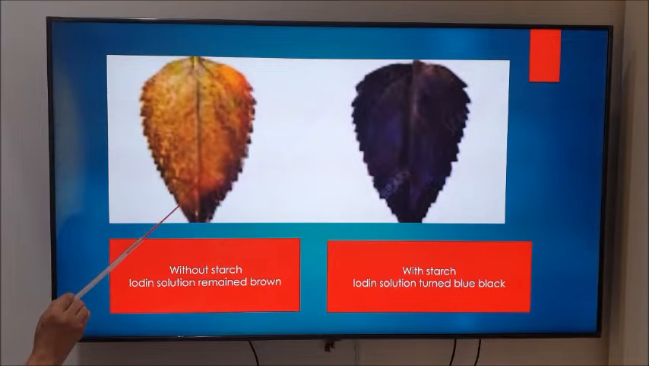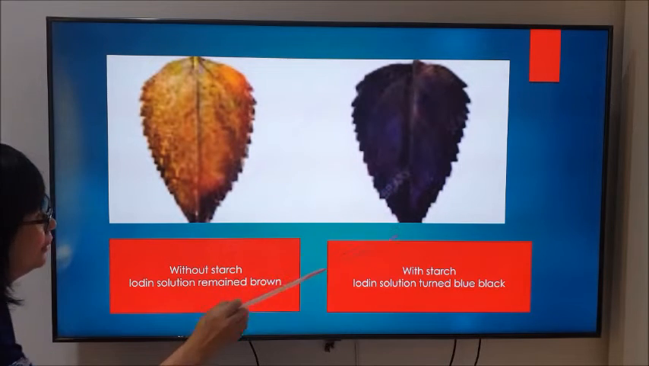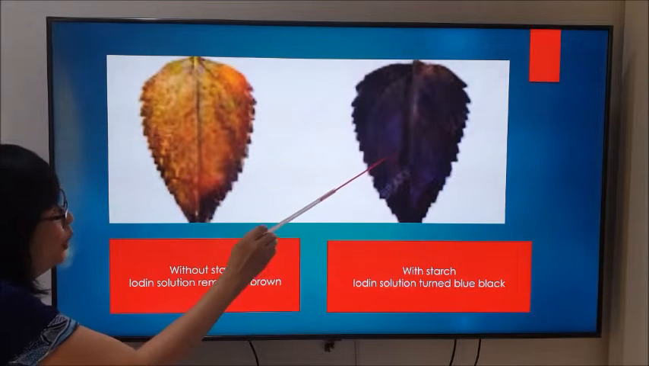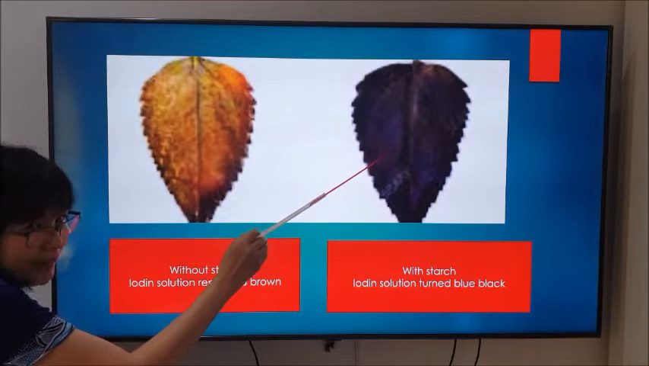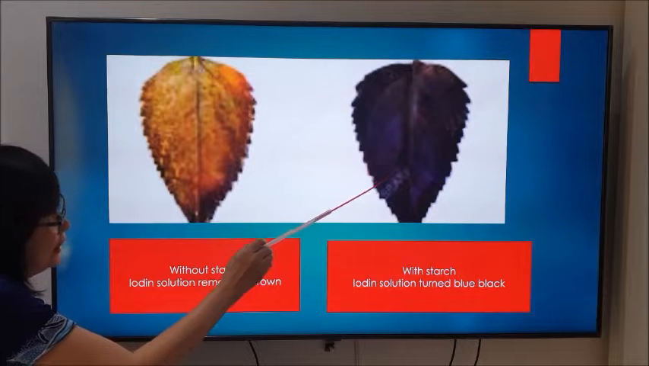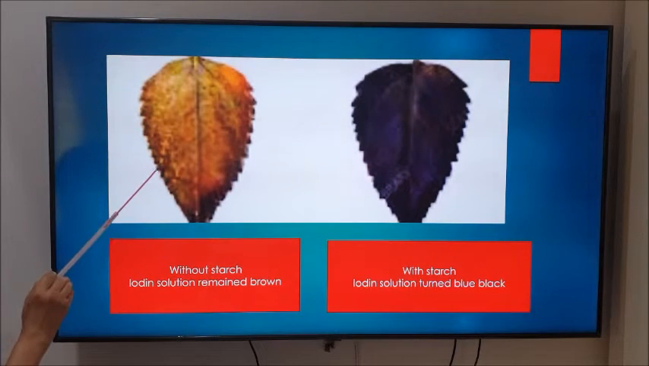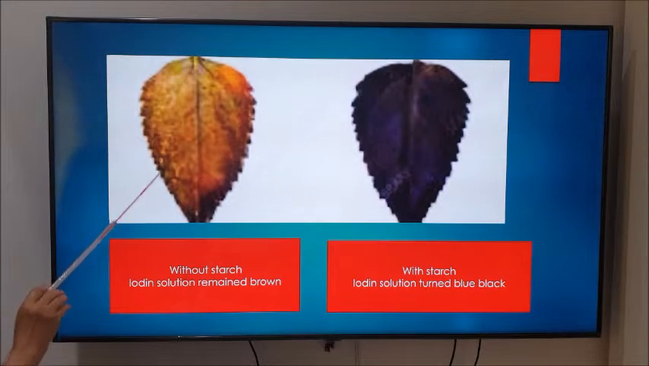If no starch is present on the leaf, then the iodine solution will remain brown. If starch is present, then the iodine solution will turn into blue-black. So this leaf shows that photosynthesis happened, whereas this leaf is without photosynthesis.